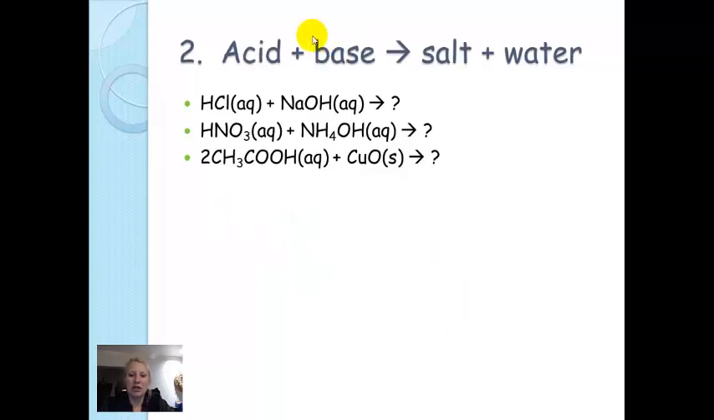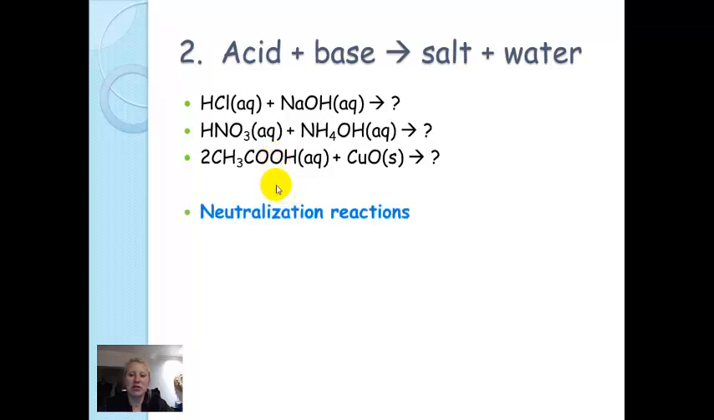The second important type of acid-base reaction is when an acid reacts with a base to form a salt plus water. So here we have hydrochloric acid plus sodium hydroxide, strong acid, strong base. This is going to be a double replacement, so you form NaCl and H2O. Here you have nitric acid and ammonium hydroxide. Again, here you're going to form ammonium nitrate and H2O. And lastly, you have acetic acid and copper oxide, and here you're going to form copper acetate and H2O.